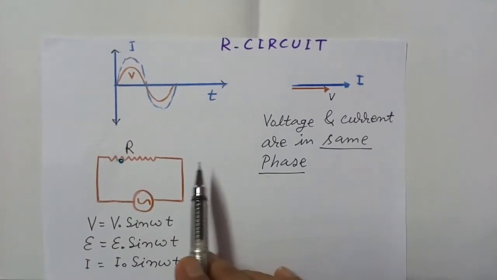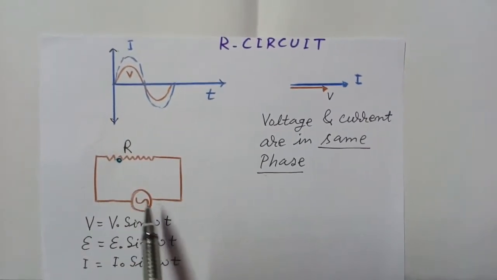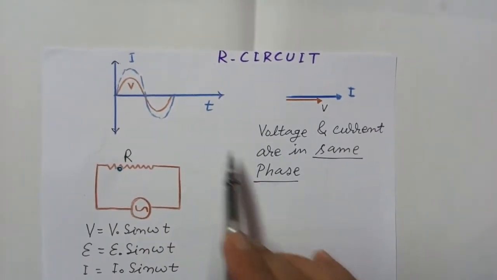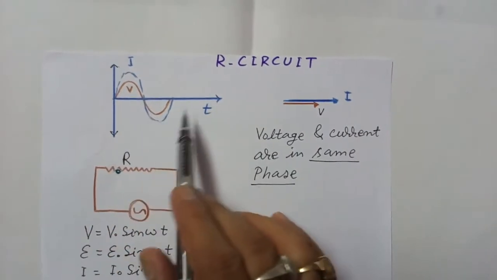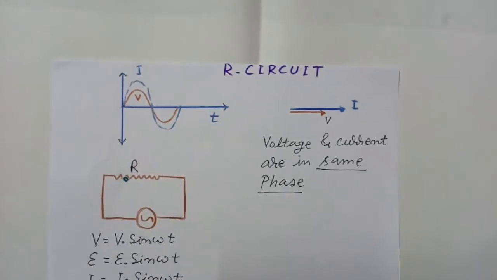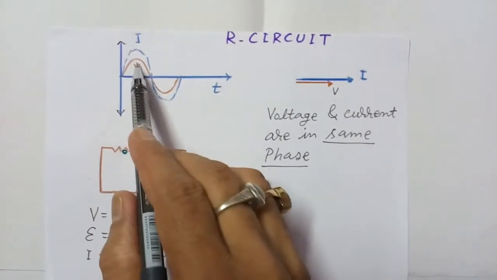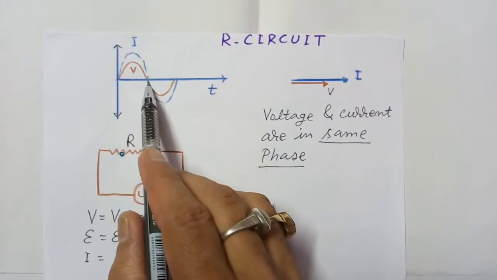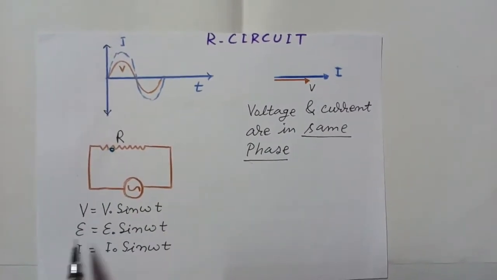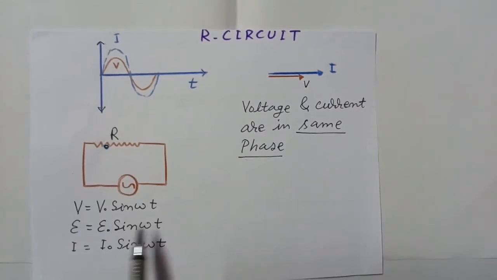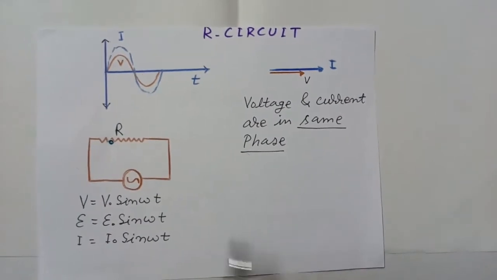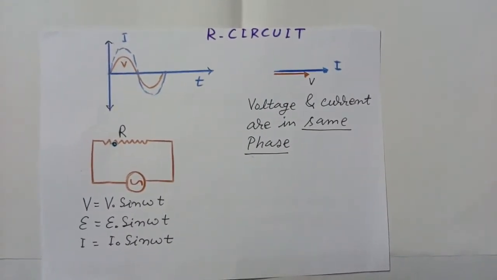We know that if a resistance is connected to alternating current source, then voltage and current are in same phase. This is graph for V and t, and this is graph for I and t. I is current, V is voltage. So when voltage is maximum, current is maximum. When voltage is zero, current is zero. So V is equal to V naught sin omega t, and EMF is equal to E naught sin omega t. Current at any instant I is equal to I naught sin omega t. Omega is angular frequency of this alternating current.